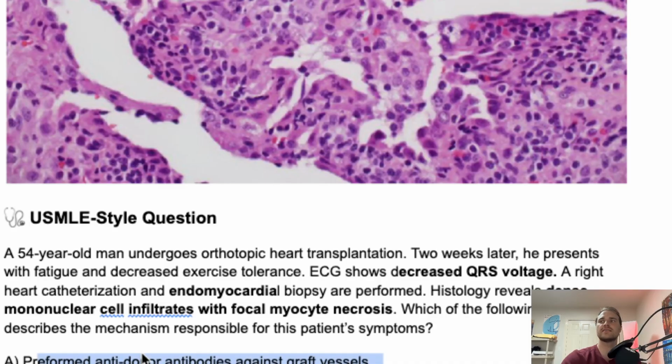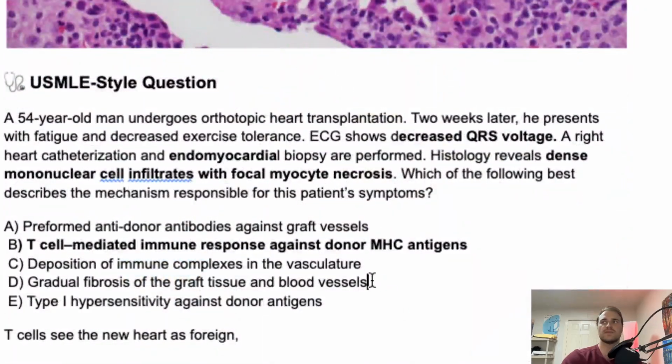Immune complex deposition, that is going to be a chronic rejection, and some vasculitides. Yeah, that would involve your antibody antigen complexes, so your type 3 hypersensitivity reaction, and it would not show this pattern of the T cells and macrophages in the biopsy.